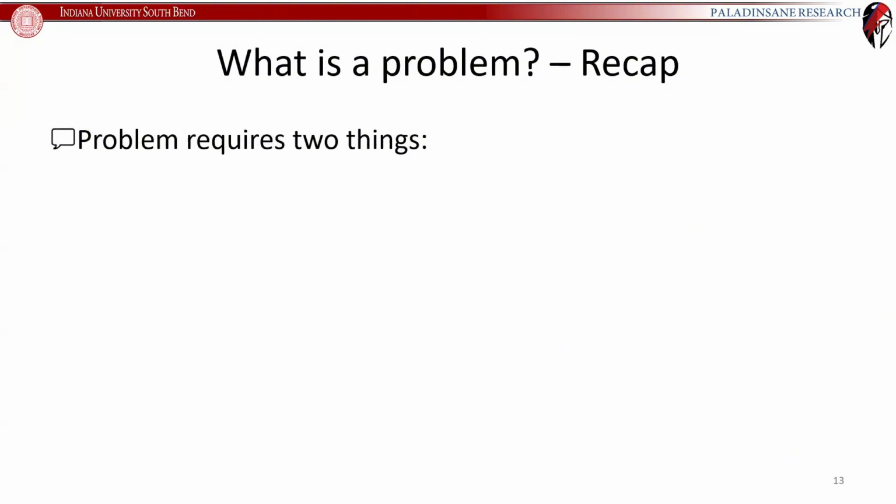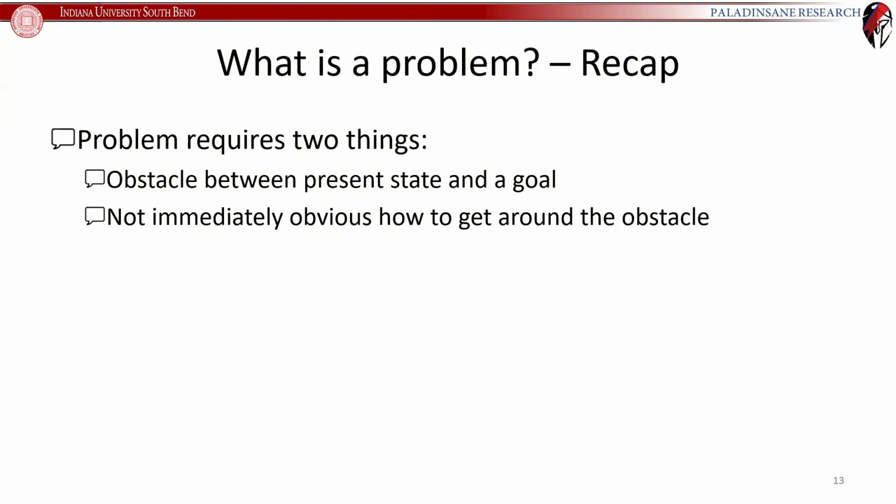So just as a quick recap of what a problem is, a problem requires two things. One, there has to be an obstacle between your present state, where you are, and your goal state, where you want to be. And two, it has to be not immediately obvious how you're going to get around that obstacle.